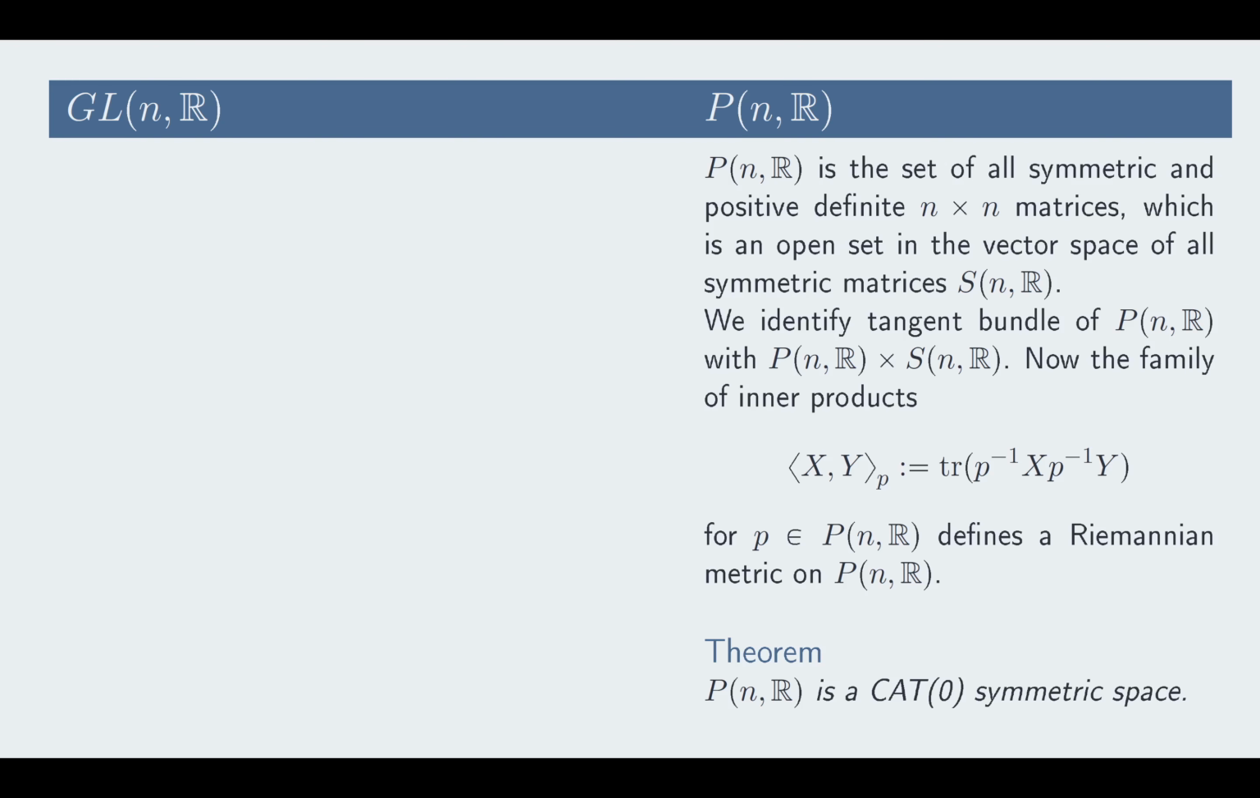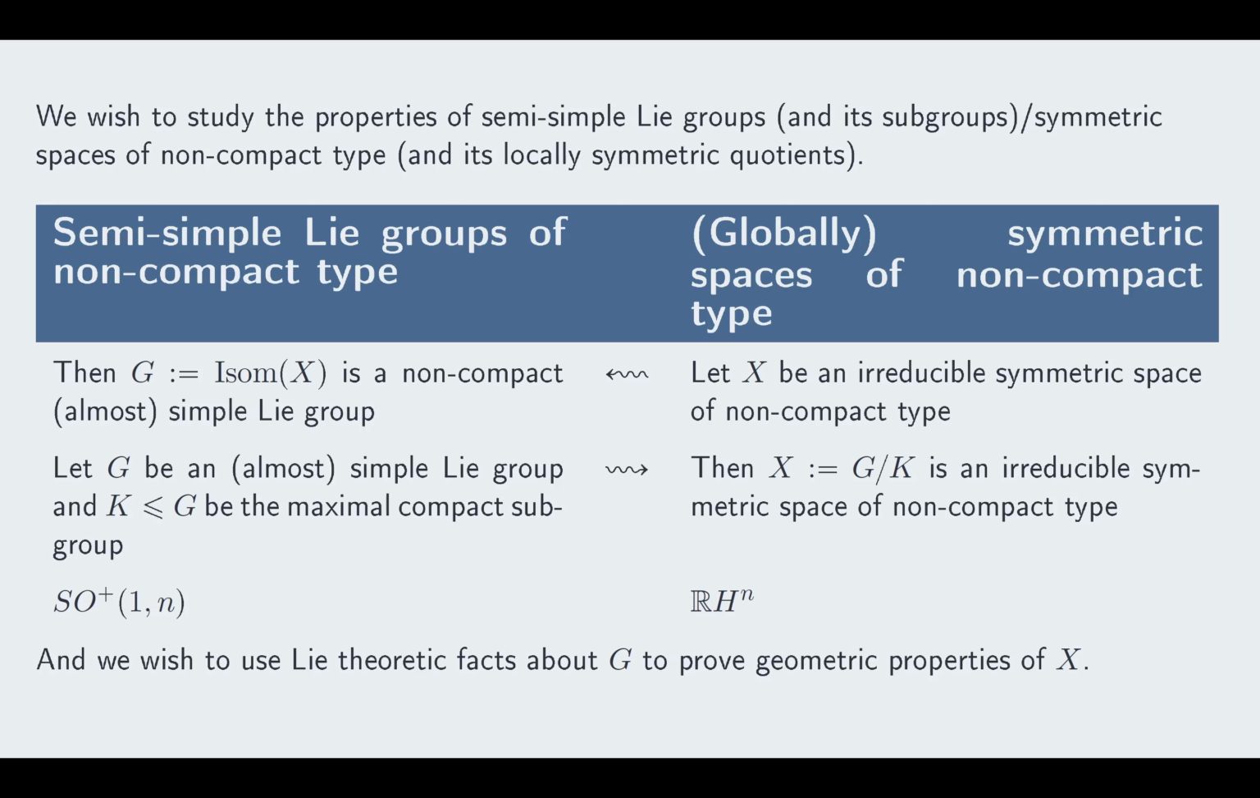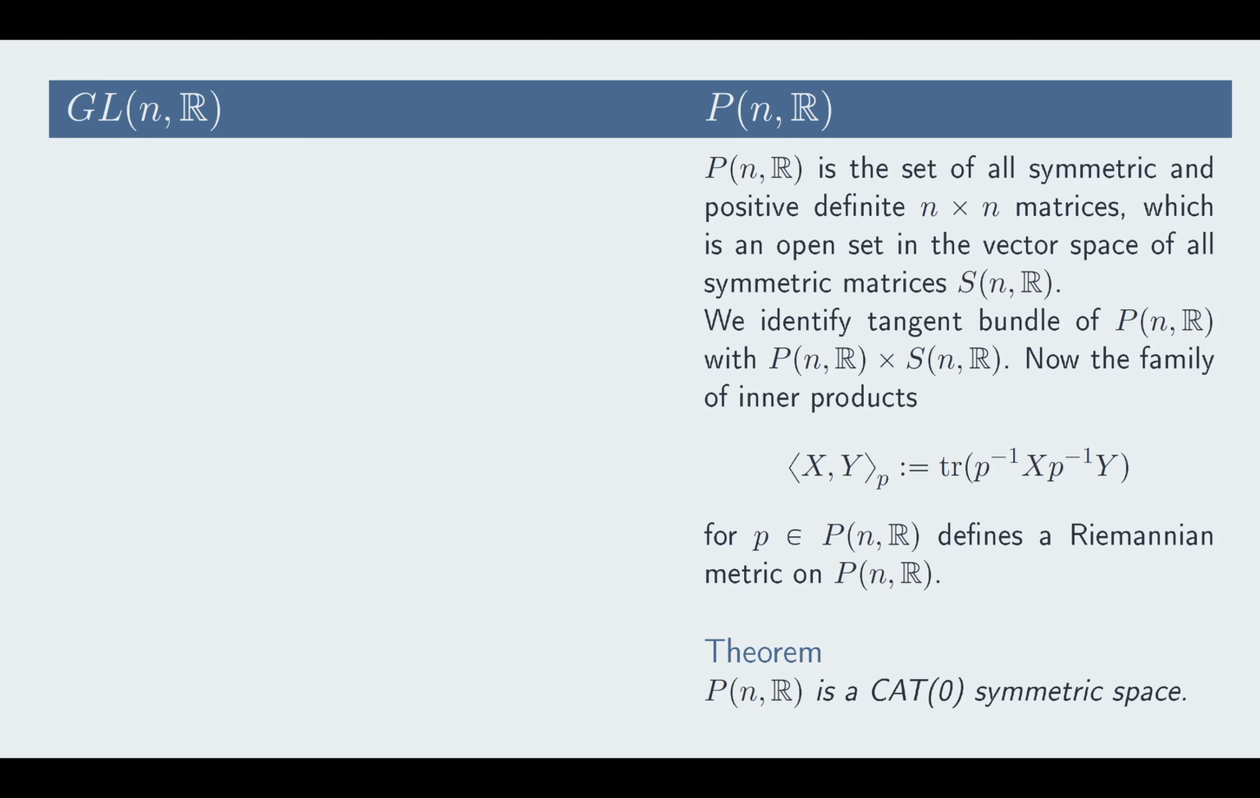Now, we don't want to use the general strategy because we'll have to prove general theorems about them too, and that will be a lot of prerequisites. We want to just work with submanifolds of P_n(R). So P_n(R) is the set of all symmetric positive definite matrices, which is an open set in the vector space of symmetric matrices.